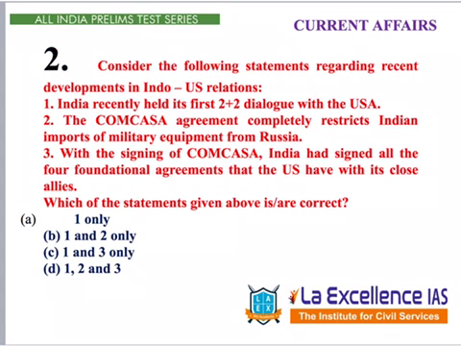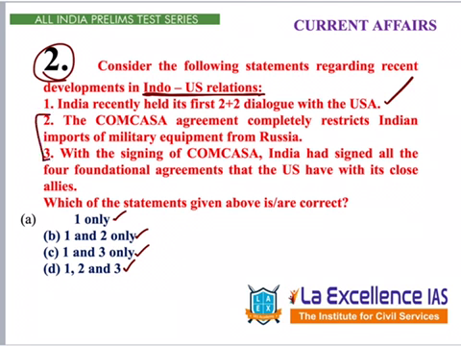The next current affairs question is given under question number 2. Here the question is with regard to the Indo-USA relationship. Here 1 is there in all the options. So 1 for sure is correct. See here: 1 only, 1 and 2, 1 and 3, 1, 2, 3. So the first statement is 100% correct. Now we should decide between 2 and 3. Let's read 1 also once.